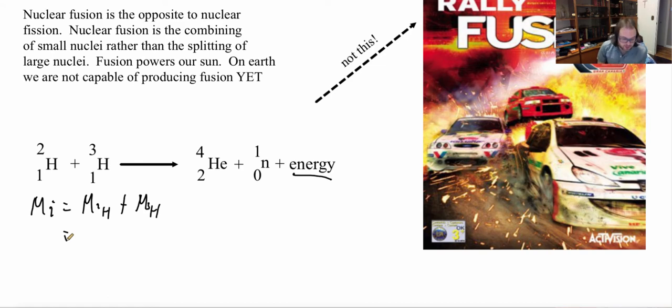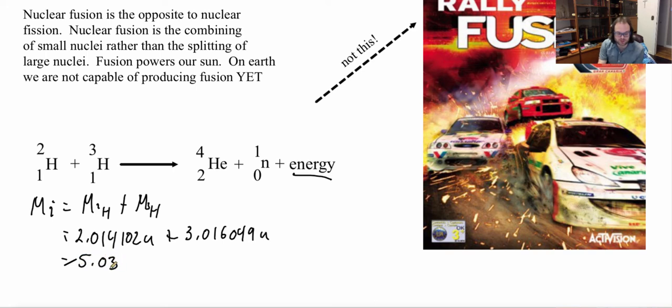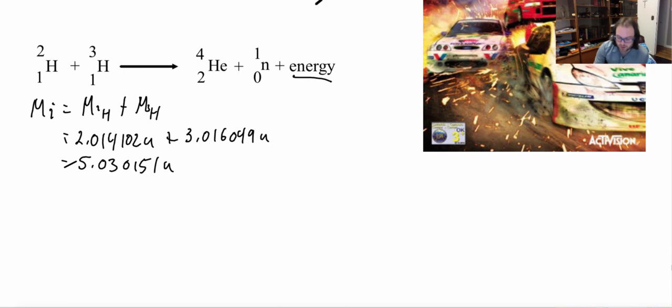The mass for the deuterium hydrogen is going to be 2.014102 atomic mass units. And my mass of my tritium hydrogen is going to be 3.016049 atomic mass units. When I add these together, I'm going to end up getting 5.030151 atomic mass units.